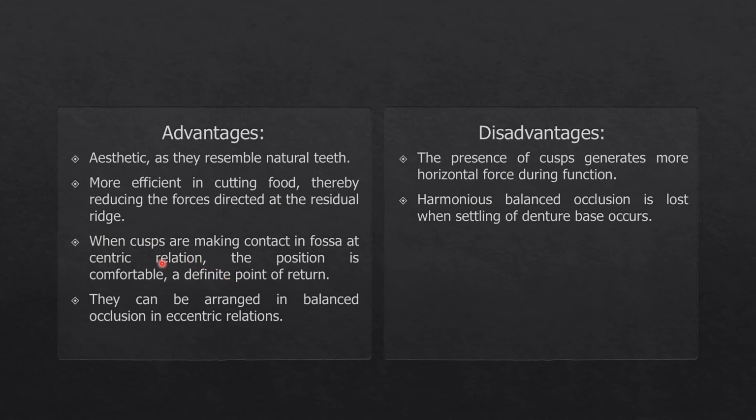confirmation for centric relation, and they are primarily selected for the arrangement of the teeth in balanced occlusion, so that when the patient performs excursive movements like protrusion, retrusion, left and right excursive movement, the upper and lower cuspal inclines will be in simultaneous contact with each other in any direction and will create a stable prosthesis. But the disadvantage is that the presence of cusps generates more horizontal forces.